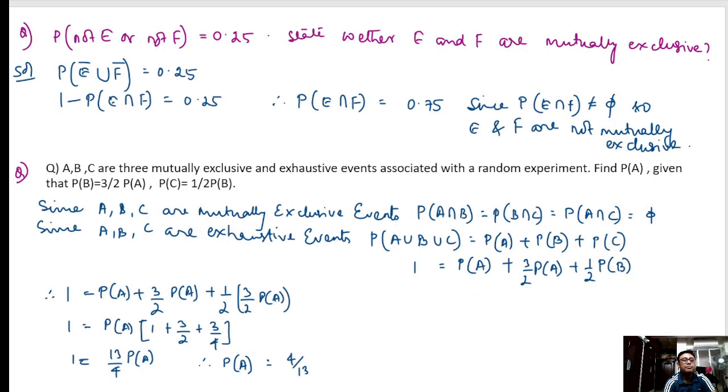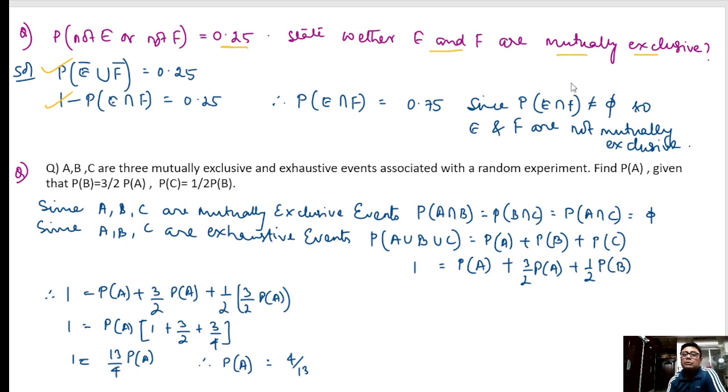Next, P(not E or not F) is given to us. So basically, if you see here, P(not E or not F) is given here as 0.25, as you can see here. State whether E and F are mutually exclusive or not.